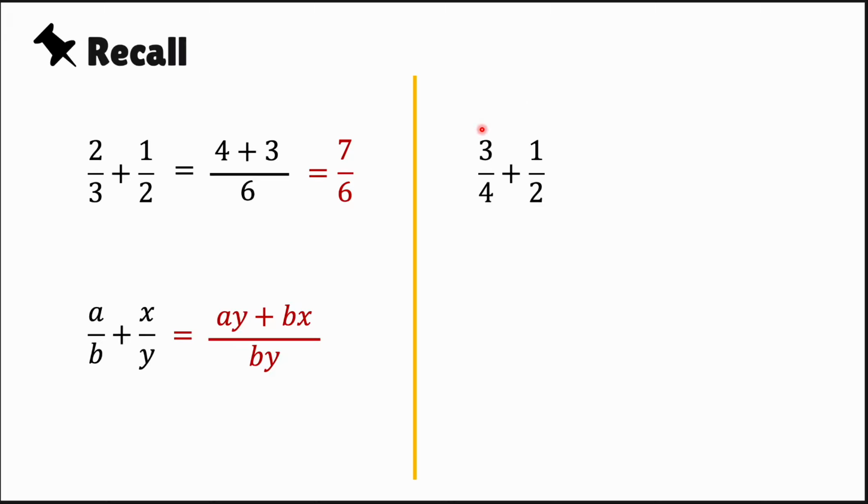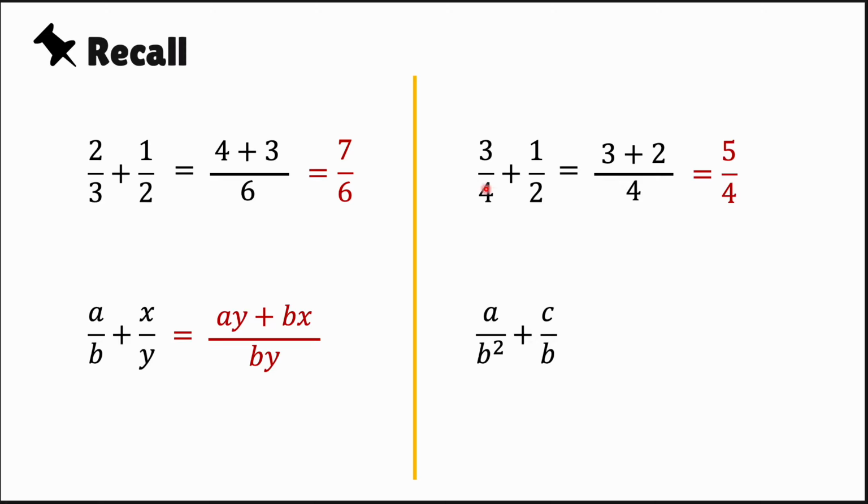Another, let's say I have 3 over 4 plus 1/2. The LCM of 4 and 2 here is 4. Then we do the same thing. 4 divided by 4, that's 1, times 3, you get 3 here. 4 divided by 2, that's 2, times 1, you get positive 2. So 3 plus 2 over 4, basically that's 5 over 4. But what if I have this?